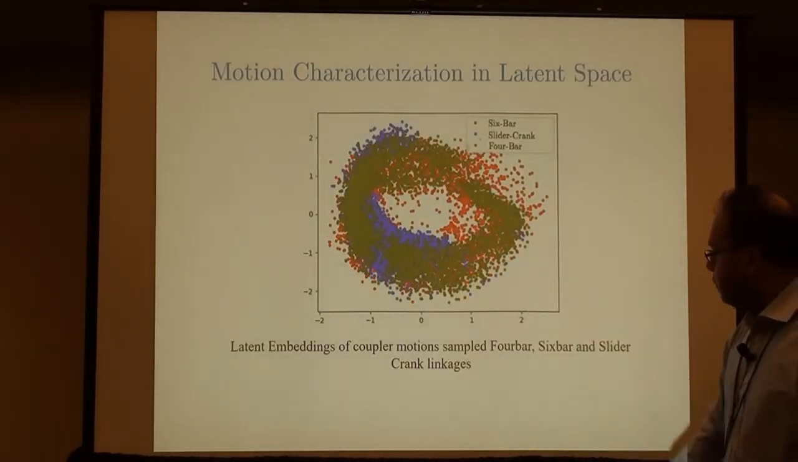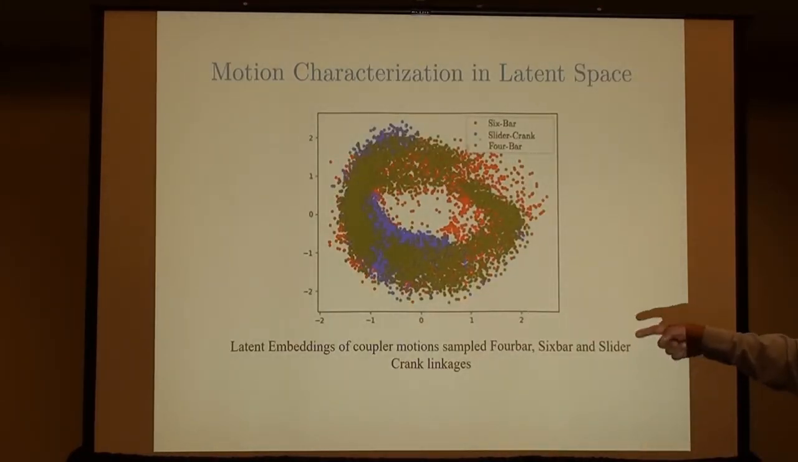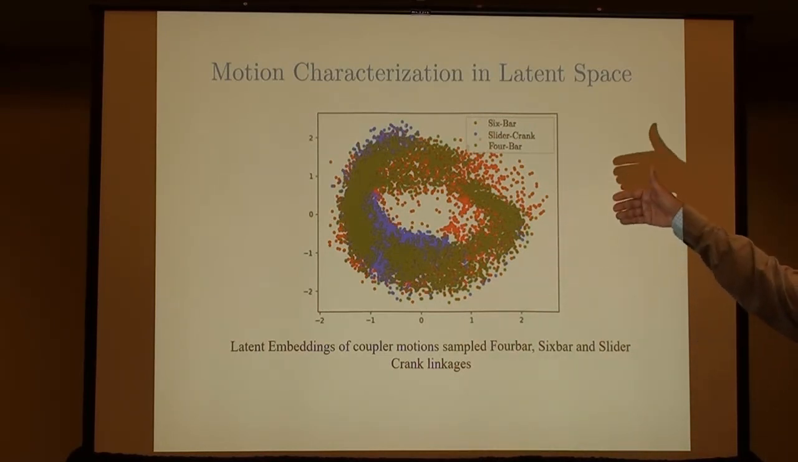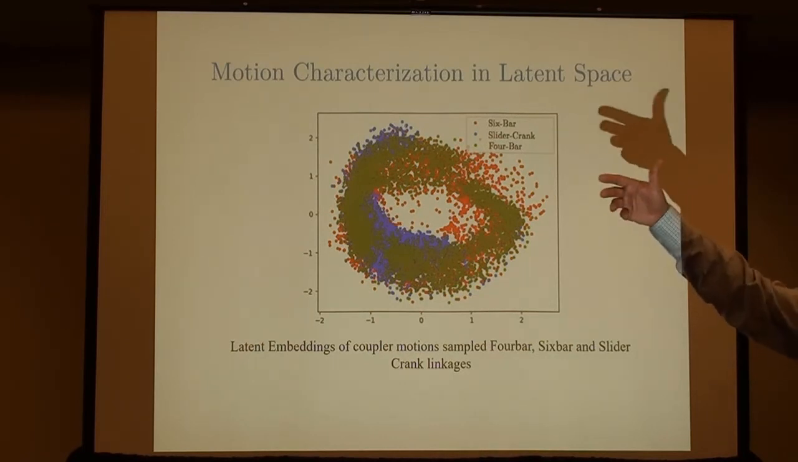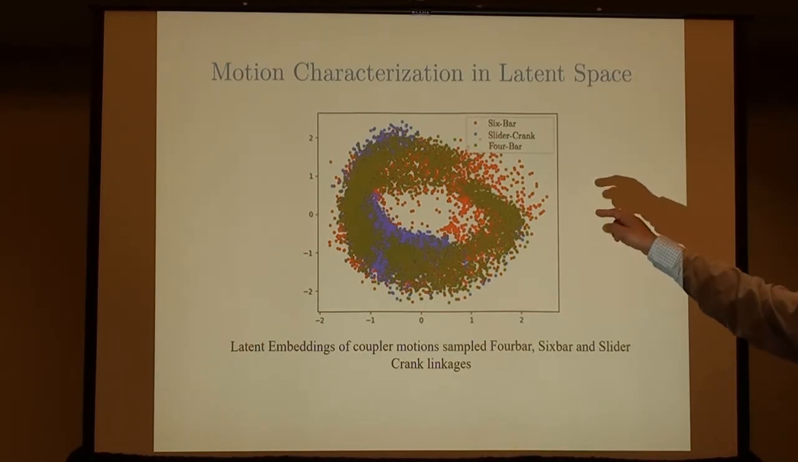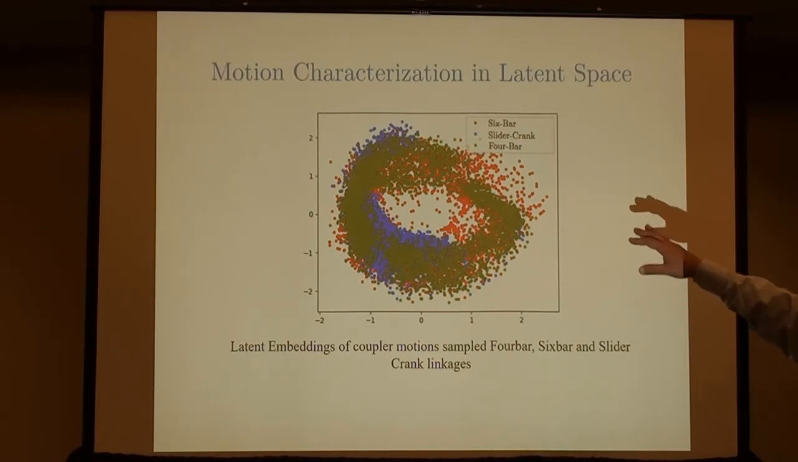This is a picture where we have the 4-bar, 6-bar, and slider crank linkages. And their motions are mapped into the latent space. And you can see that there are lots of 6-bars and then lots of 4-bars, but 4-bars are sort of overlapping on top of the 6-bar, because pretty much anything that can be done by a 4-bar can be done by a 6-bar also. Okay, not all of them, but many of those.